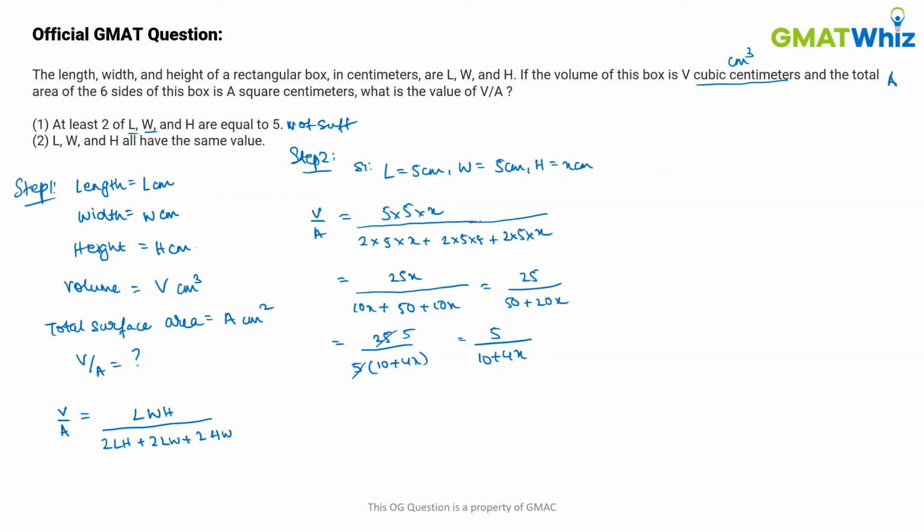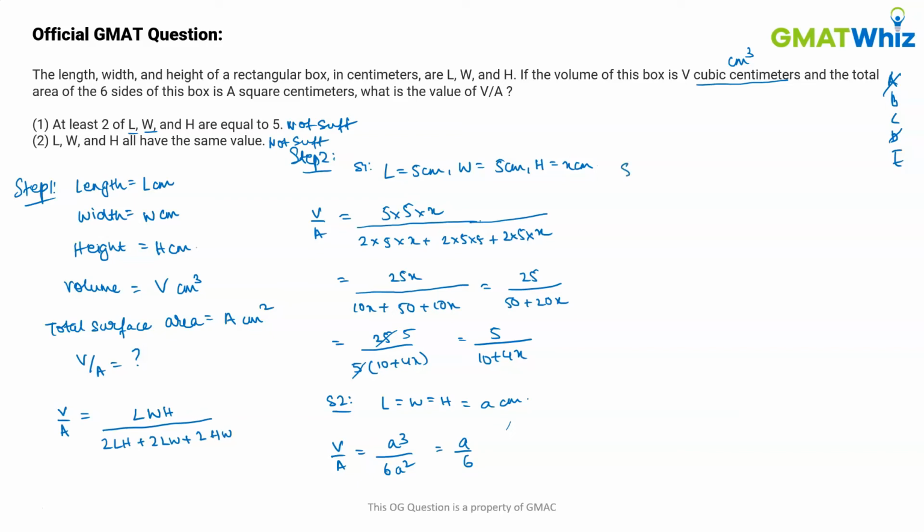And out of the given options, we eliminate options A and D. We now check the sufficiency of statement 2. According to statement 2, L is equal to W, which is equal to H. Thus, let's assume L, W and H to be equal to a centimeter. Then V by A will be equal to a cube by 6a square. This gives us a by 6. Now again, after substituting multiple values of a, we will get different values of V by A. So statement 2 is also not sufficient.